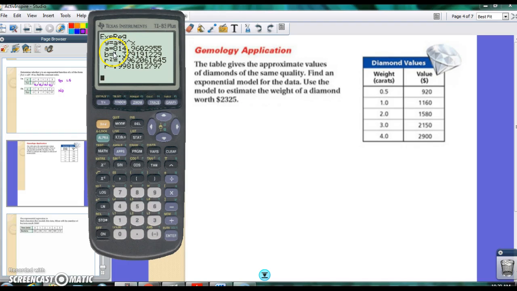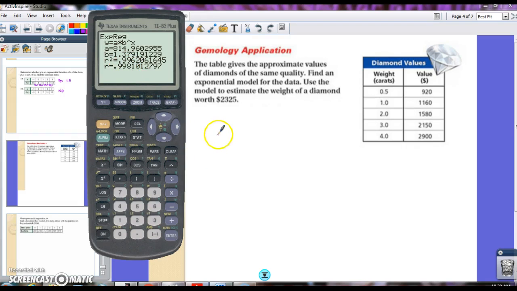You have your exponential function a times b to the x. That's stuff that we've done before. You have your a value and you have your b value, and then you'll see here this r value. Remember, the closer that r value is to 1, that means the closer all of that data falls to that line of best fit. Okay, r squared we don't need to worry about at this point.